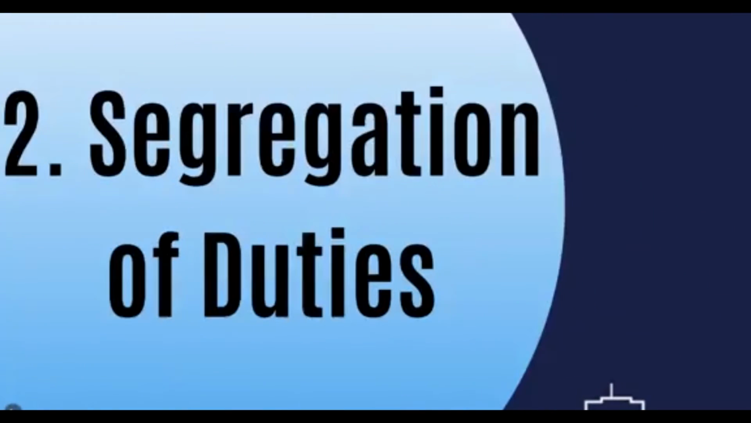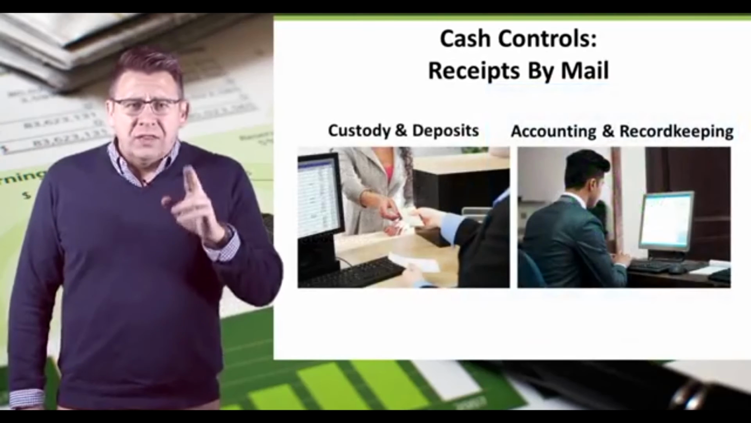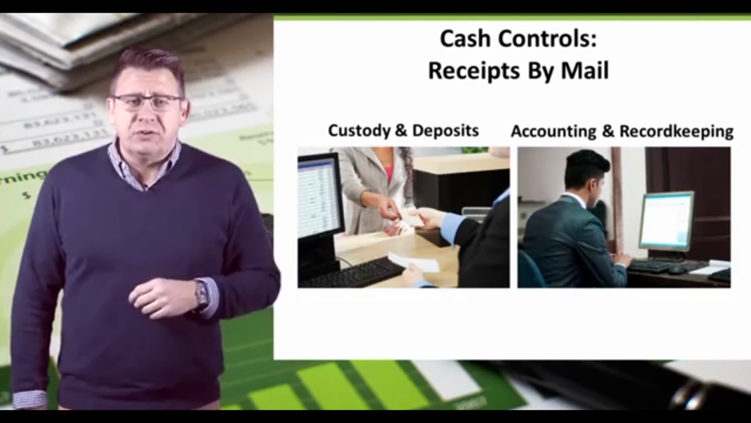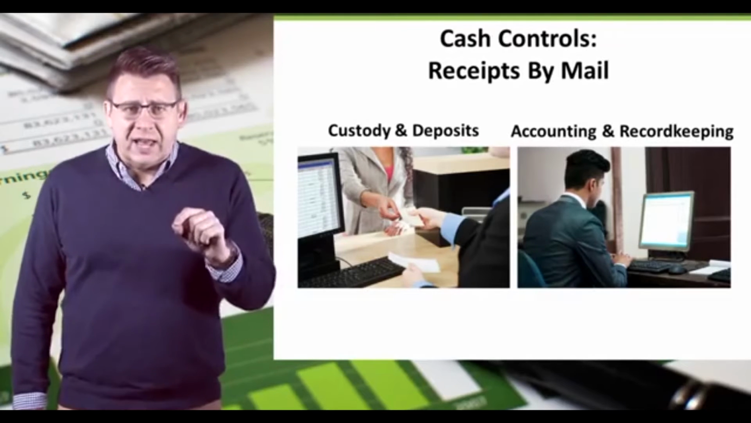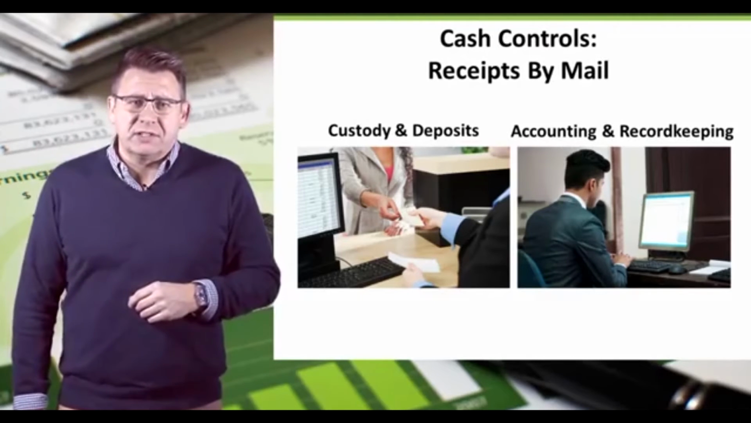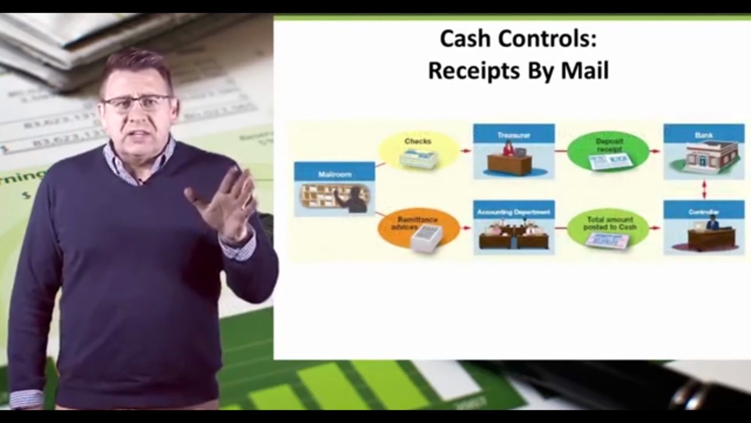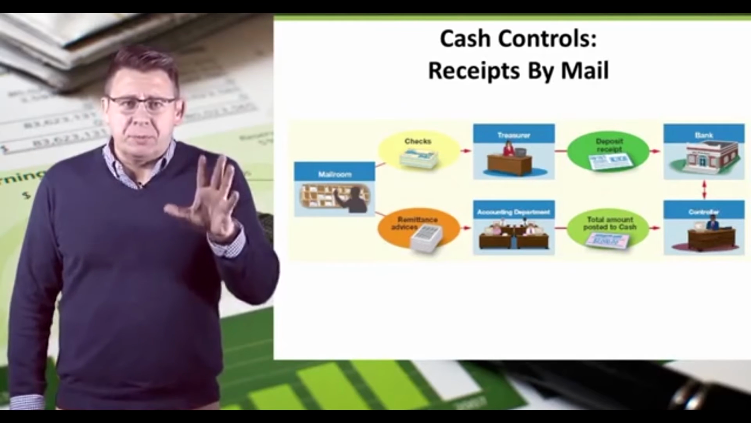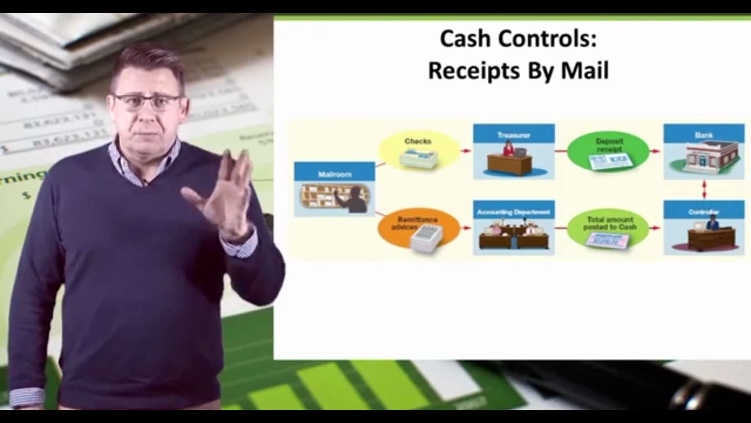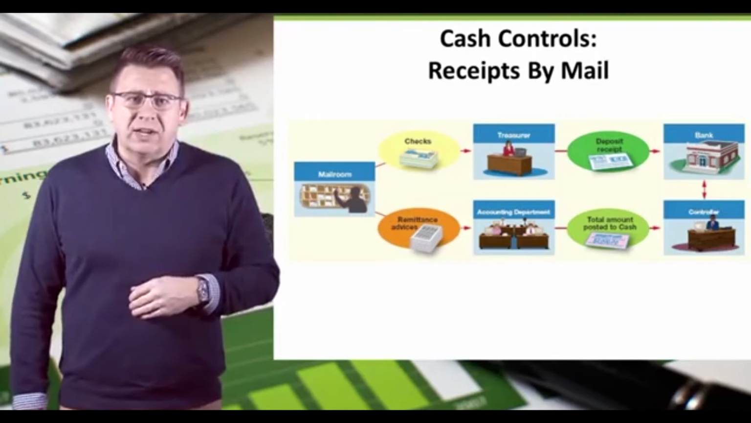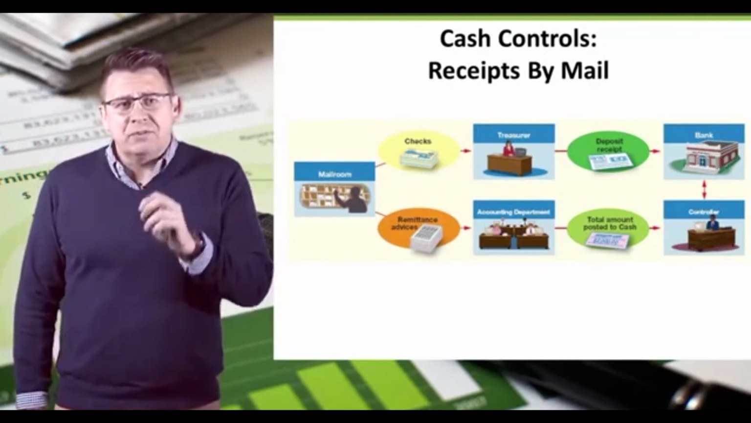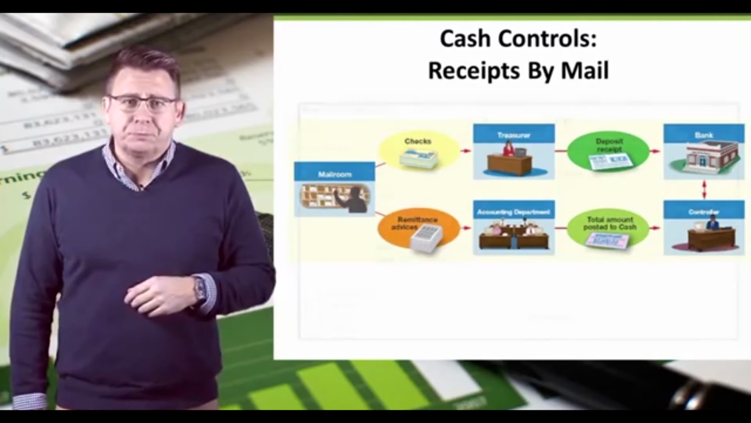Second, the segregation of duties. The key to good internal controls over cash receipts by mail is separation of duties. The person receiving the cash isn't the same person who is recording customer payments into an accounting system. You see that the cash goes to a separate department or person than the remittance advice. At the end of the period, we perform a bank reconciliation to make sure all of the amounts deposited in the bank are the same as what was recorded in the cash ledger.